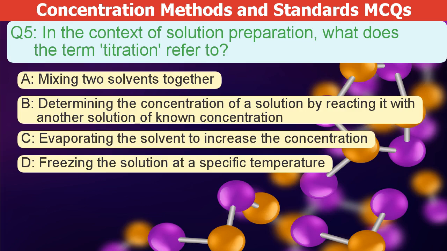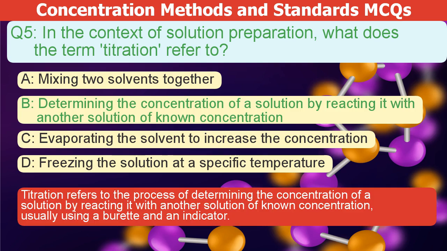A. Mixing two solvents together. B. Determining the concentration of a solution by reacting it with another solution of known concentration. C. Evaporating the solvent to increase the concentration. D. Freezing the solution at a specific temperature.